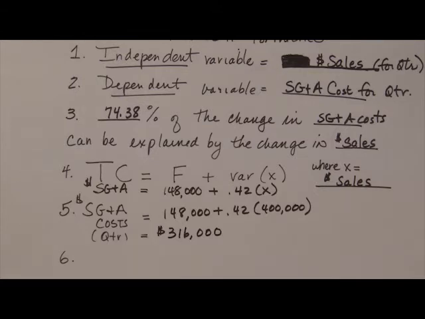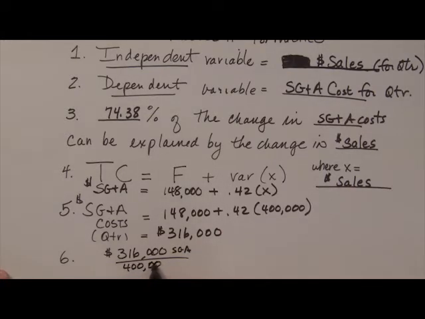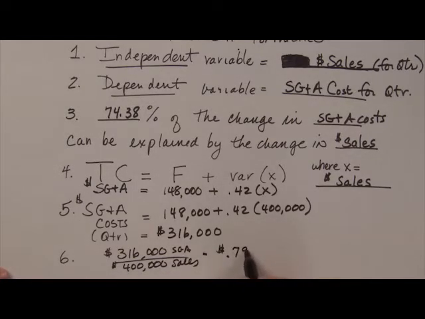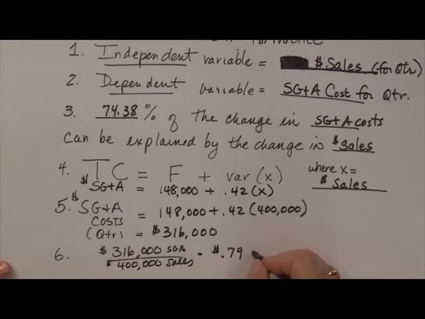Number 6 asks you to compute the SG&A cost per dollar of sales. So we have SG&A divided by sales, and we get an answer of 79 cents of SG&A per dollar of sales.